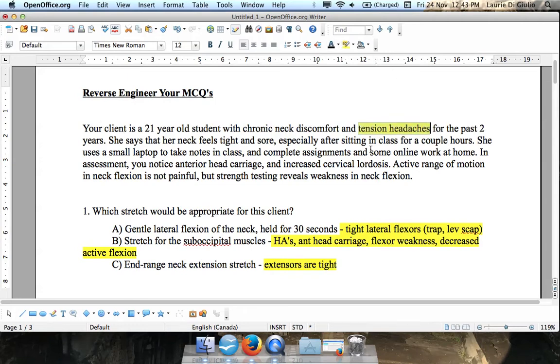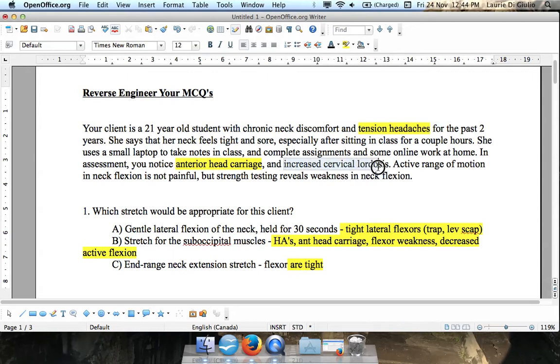Neck feels tight and sore, especially after sitting. She uses a laptop. In assessment, you notice, oh, she has anterior head carriage. Here we go. She has increased cervical lordosis. What does that mean? That means she has extensor tightness. Oh, this is wrong, sorry. You would do end range extension for flexor tightness. Sorry. Do you see the error I made here? So this one asks you to do neck extension as your stretch. That means the flexors are tight. Sorry about that. Okay, you probably caught that already though.